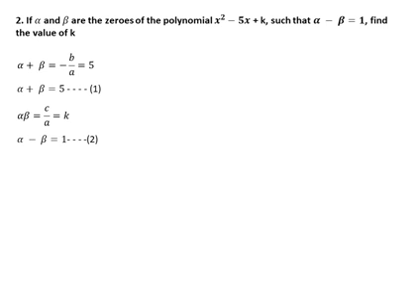Now from the equation alpha minus beta is equal to 1, the minus beta goes to the right side. Then alpha is equal to 1 plus beta. Now I am going to substitute the alpha value in equation 1. What is equation 1? Alpha plus beta is equal to 5. Instead of alpha, the alpha value is 1 plus beta. So 1 plus beta plus beta is equal to 5. So we can add the like terms.